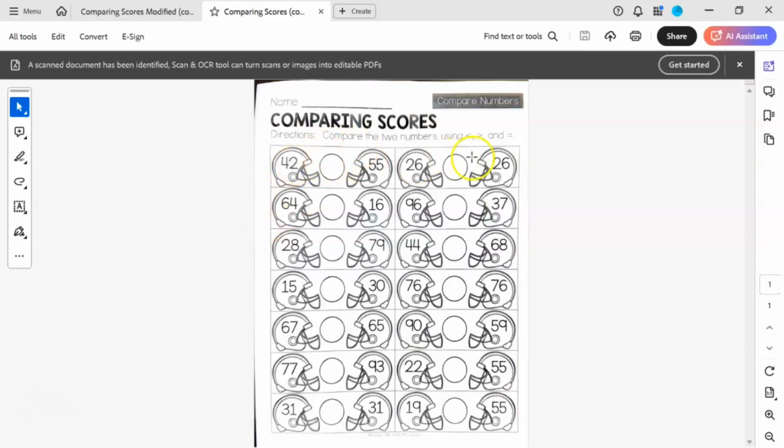This is the comparing scores worksheet that is independent. As you can see, the other version of this was modified. It had some smaller numbers, but my kids that are middle of the road or my high group, I want to see what they can do with these numbers, and I don't want to let them use manipulatives because I want to see what they can do without a little bit of extra help.